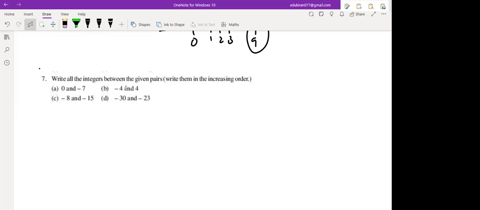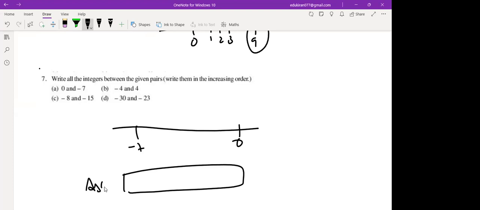Okay. Write all the integers between the given pairs and write them in increasing order. Ma'am, so we have to make the number line and then do it? And then write it in the increasing order. See, between 0 and -7, how many numbers are there? In the number line, you are supposed to do it in increasing order. 0 to -7, the numbers are here and you have to then write it into ascending order. Like the small to big.